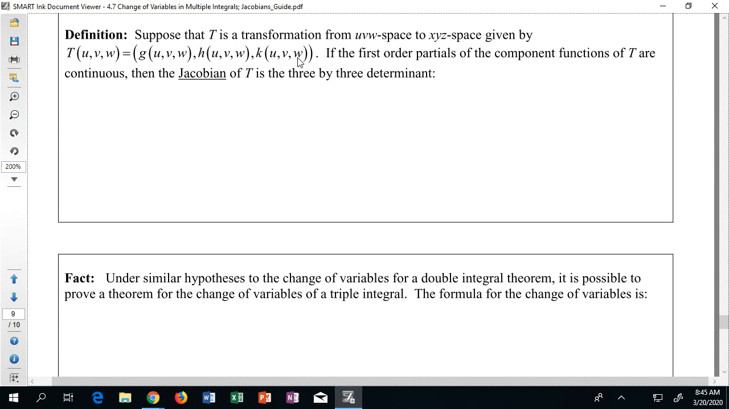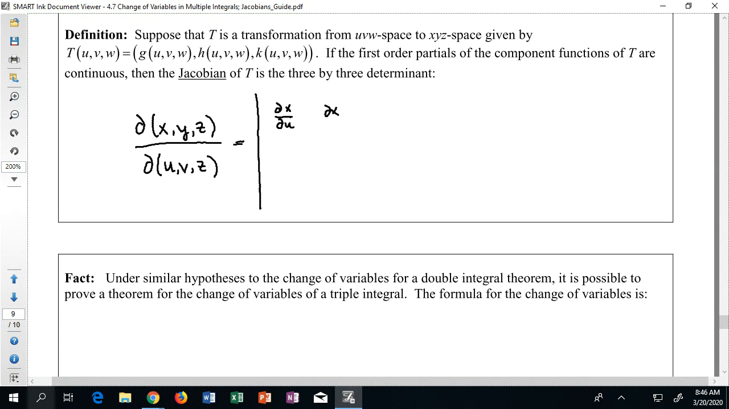If the first order partials of the component functions of T are continuous, then we can say that the Jacobian would be the 3 by 3 determinant given by the following. So again, the Jacobian is a very important thing that we need in order to be able to correct when we do one of these change of variables. And here we'll see that the setup of this is extremely similar to the setup of the 2 by 2 matrix that we had in the double integral case.